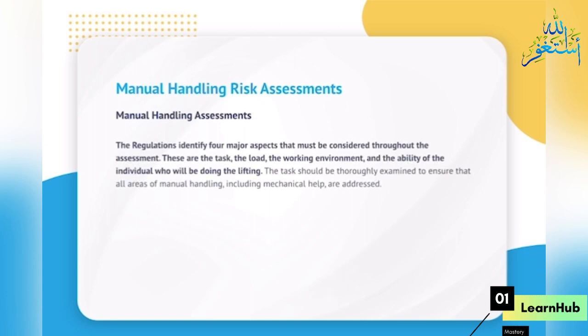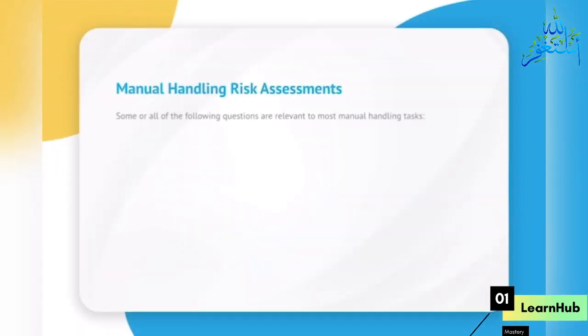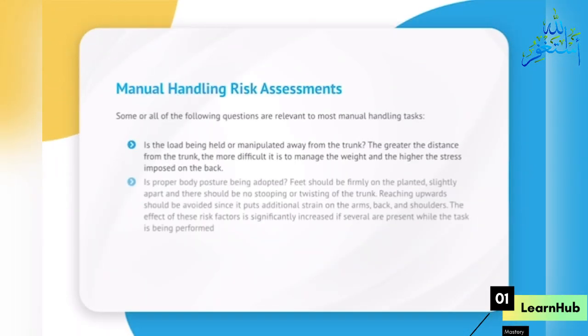Manual handling assessments. The regulations identify 4 major aspects that must be considered throughout the assessment. These are the task, the load, the working environment, and the ability of the individual who will be doing the lifting. The task should be thoroughly examined to ensure that all areas of manual handling, including mechanical help, are addressed. Some or all of the following questions are relevant to most manual handling tasks.